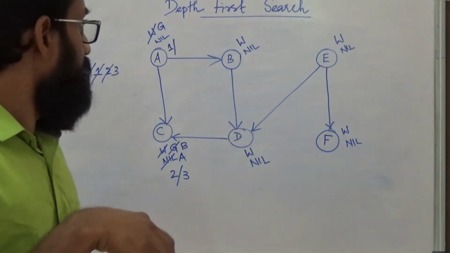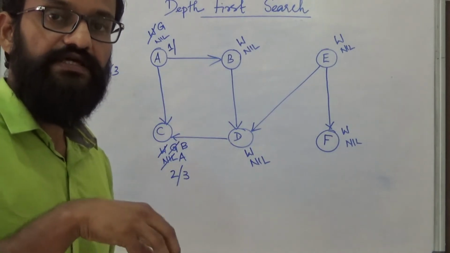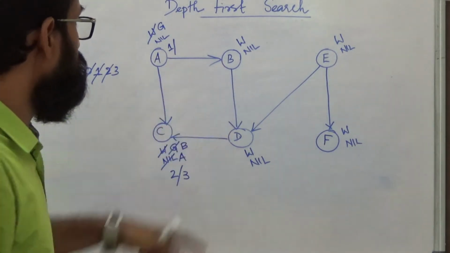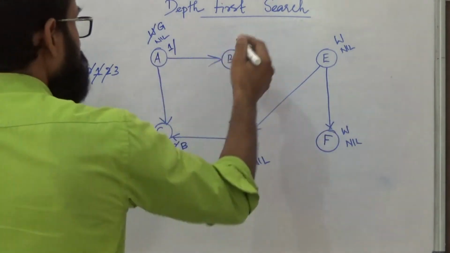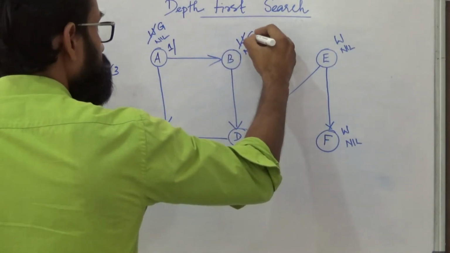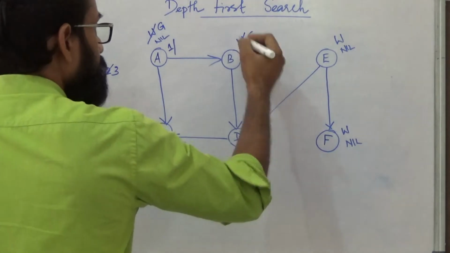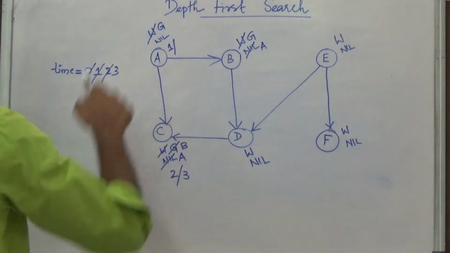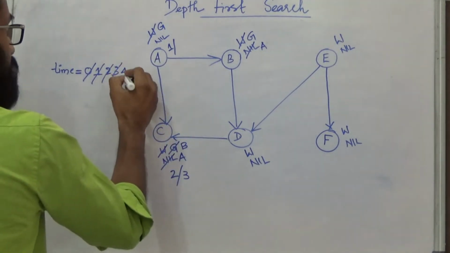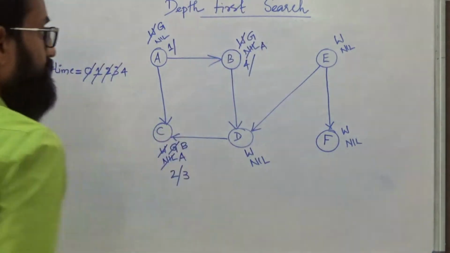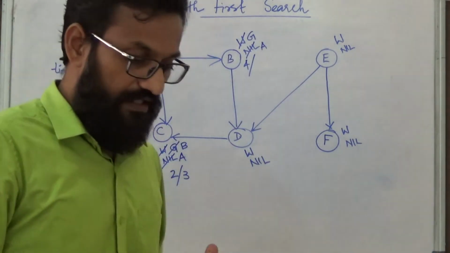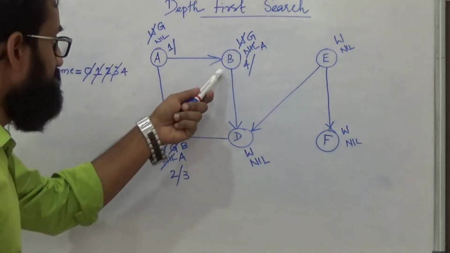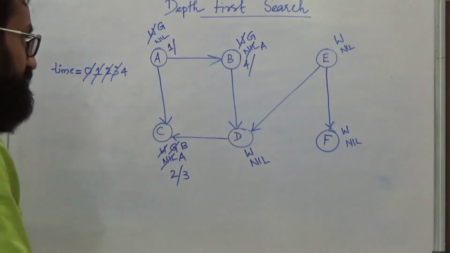Now we are at A. From A, we will be checking whether A is having any undiscovered adjacent node. As far as A is concerned, B is an undiscovered node. So you will move to B and discover B. You will change color to grey and predecessor of B will be A because you have discovered B from A. Whenever you discover a node, increment time by 1 and that time will be fixed as the discovery time. Now we are at B and from B we will be checking whether B is having any adjacent undiscovered node. As far as B is concerned, D is an undiscovered adjacent vertex.